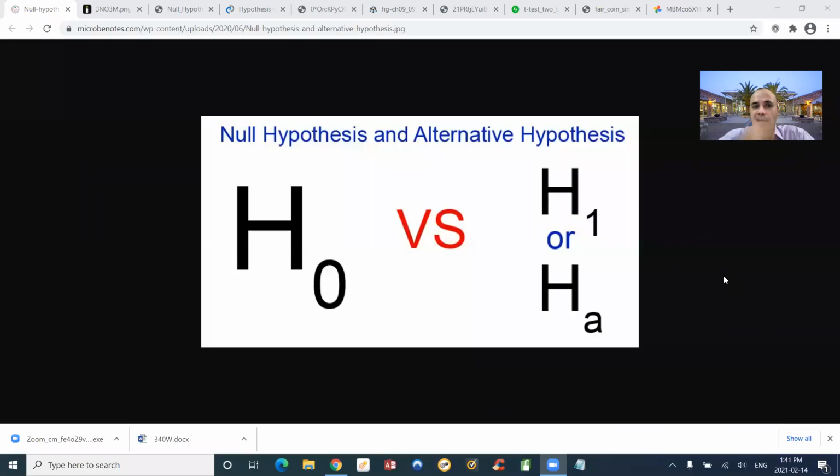Let me share my screen with you. We have discussed in the past that we have null hypotheses, H0, versus the H1 or HA, A standing for alternative. So H0 and H1, 0, 1, or H null and H alternative.